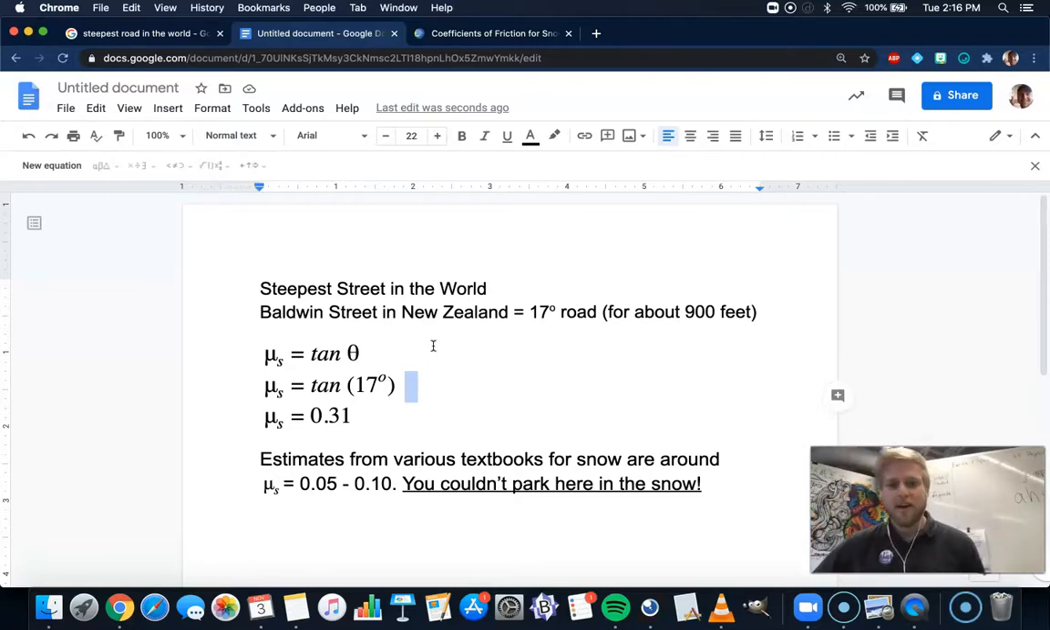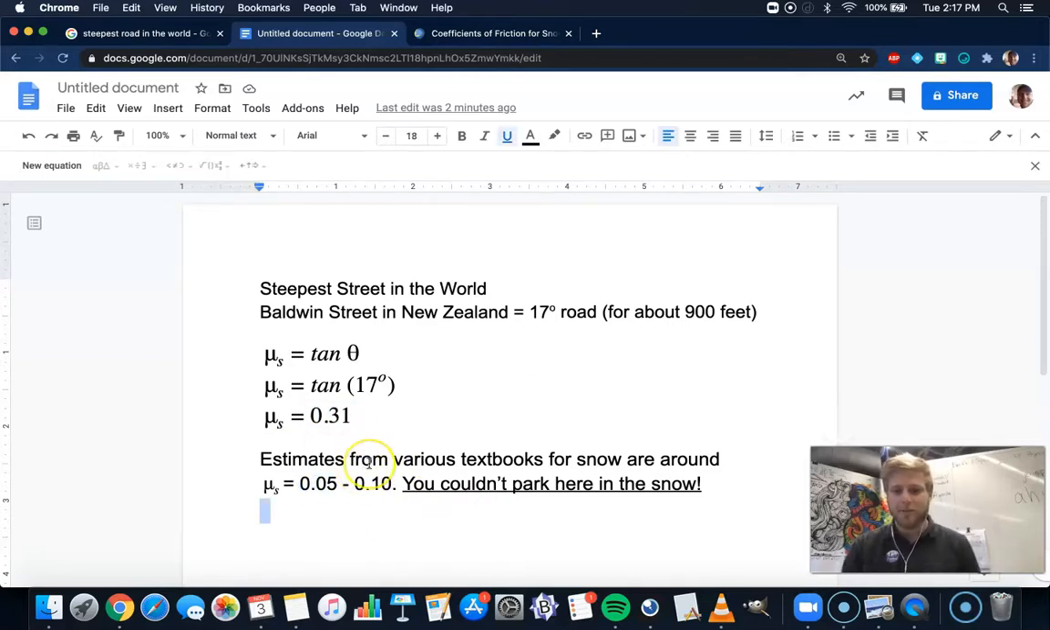which is much steeper than the steepest street. But on the steepest street in the world, Baldwin Street in New Zealand, it's about 17 degrees. It's only for about 900 feet that it's that long, but still it's very, very steep. The coefficient of static friction using the equation that we just looked at is about 0.31. What's interesting is it varies by textbook and by different authors, but most textbooks estimate that snow, the coefficient of static friction, is between 0.05 and 0.1.